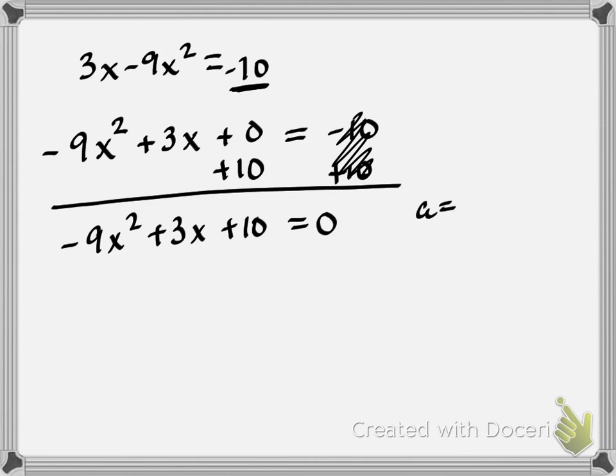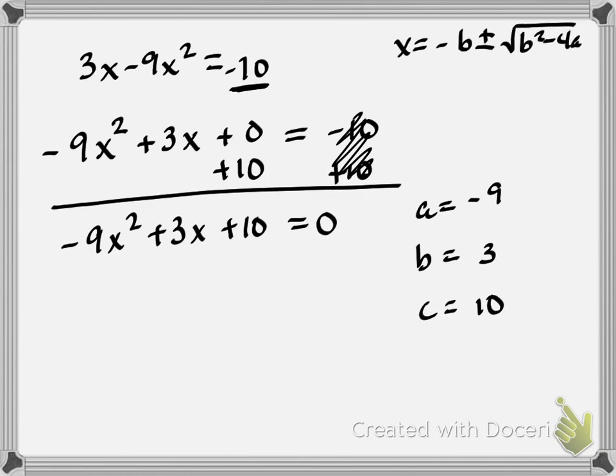I'm going to pull across my a, my b, and my c. So if you write it in order like I have it here, x squared, x, constant, the reason we like that is because the letters go in order too. Negative 9, 3, and 10. Okay, so now we can start the quadratic formula. So if you remember, it's x equals negative b plus or minus the square root of b squared minus 4ac all over 2a.